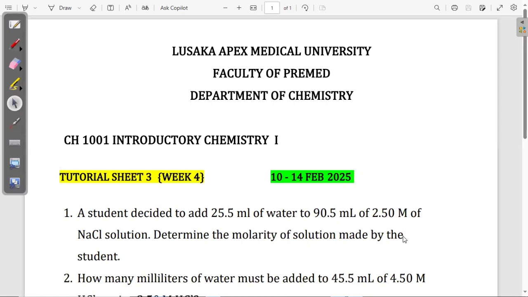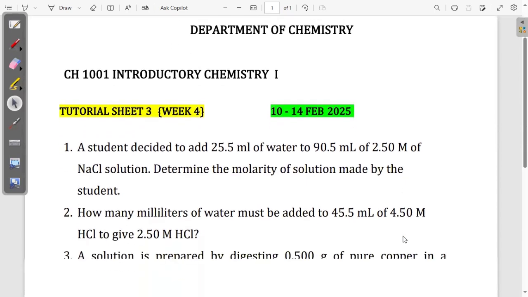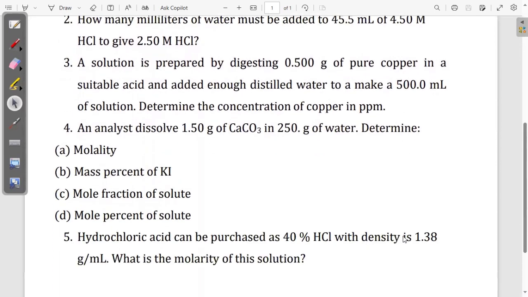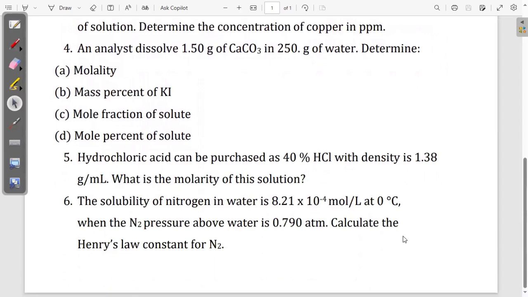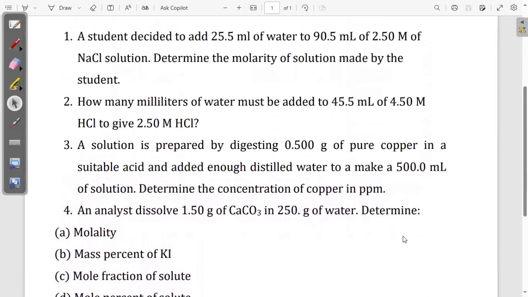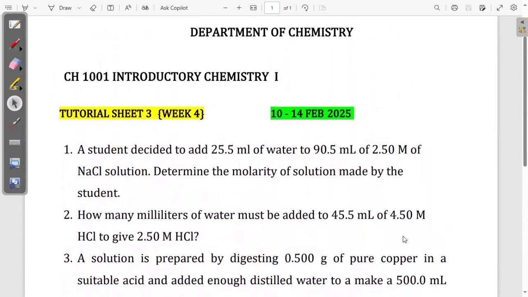In this video, we are going to solve our tutorial sheet 3 of chemistry. We are going to solve all these questions that you can see here one by one, and I'm going to explain how you can easily solve each one of these.